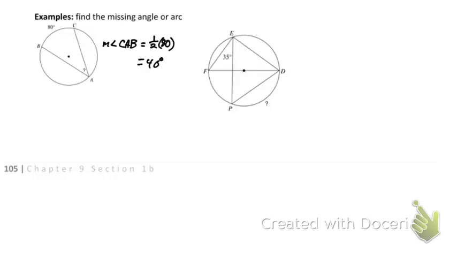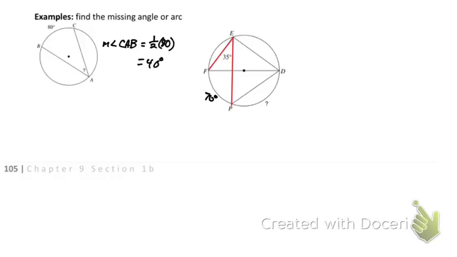Our next one's a little trickier. We got to kind of put this piece together. So we're trying to find that missing P to D. So this is how we're going to do it. This 35 degrees is this inscribed angle here. So the arc it cuts is going to be, I'm sorry, 70 degrees. Thank you, good catch.